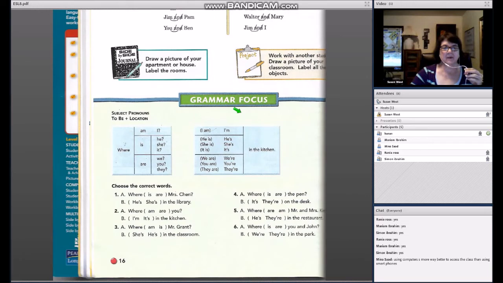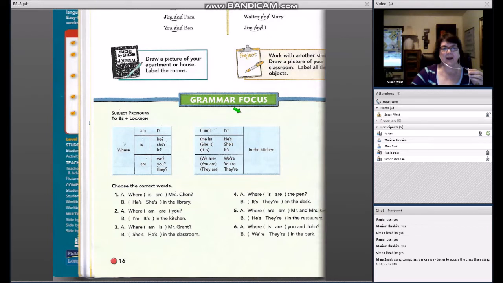Okay, for the next part of the worksheet, we have a subject pronoun chart and with the be, the verb to be, and it's about location. So the word that describes location is where. When I ask a question and I want to know the location of someone, I will say, where is she or where is he? And the verb to be is am, is, and are.